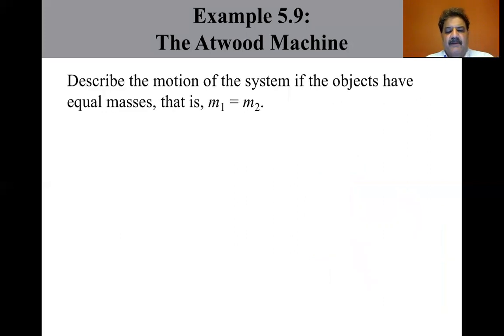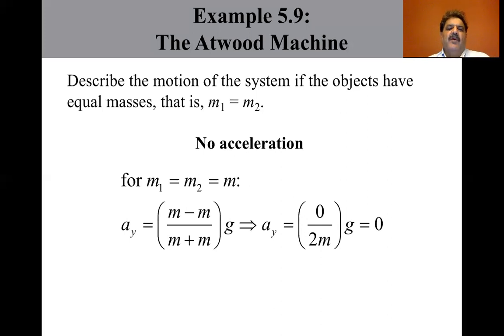Describe the motion of the system if the objects have equal masses, that is, if m1 equals m2. If we have the same mass on both sides, the system is balanced and should not accelerate. There's no acceleration. Mathematically, for m1 equal to m2, we get ay equals (m1 minus m2) over (m1 plus m2) times g, and that equals 0 times g, and so ay equals 0, no acceleration.